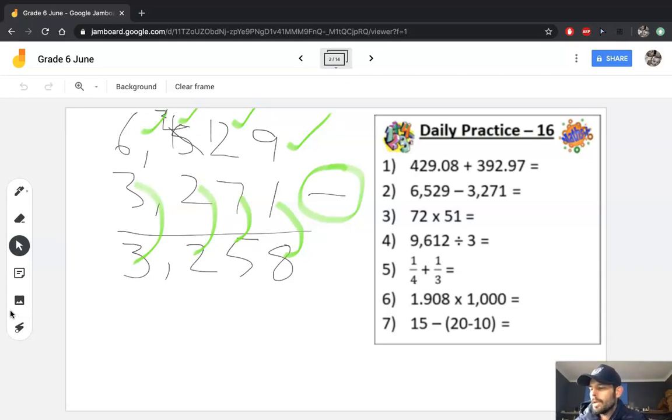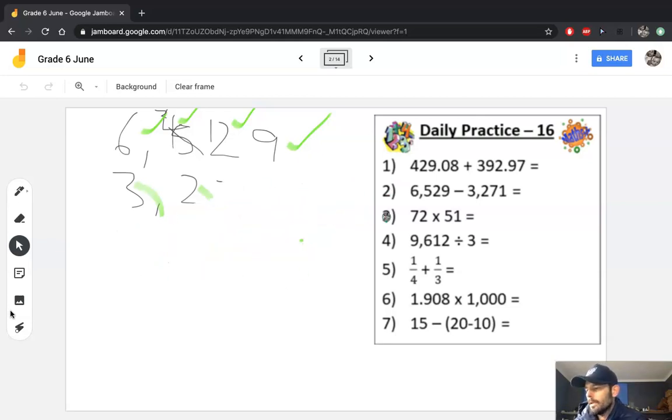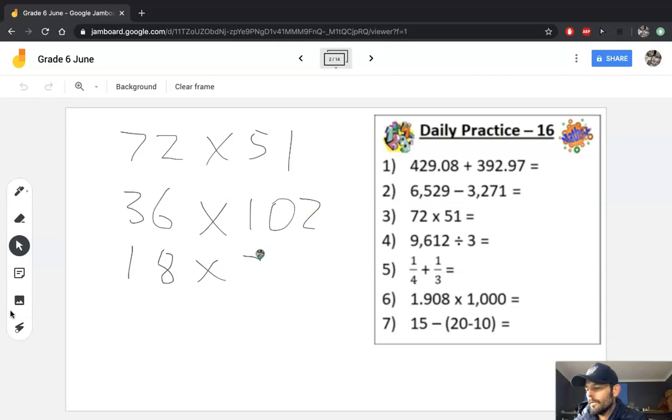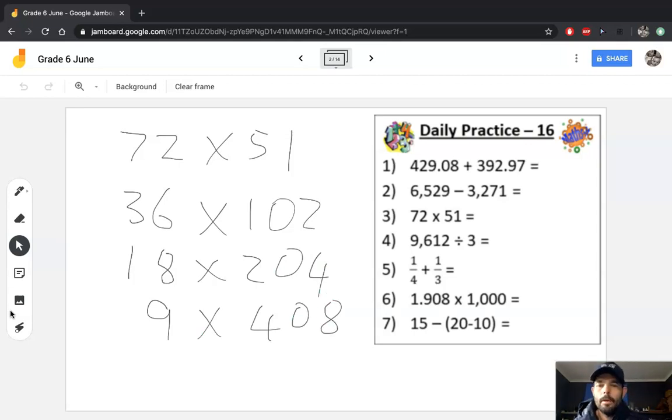Okay. Question number 3 is long multiplication. There are numerous ways in which we can do this. 72 times 51. So I could compensate and say 72 times 50 and then add another group of 72. I can double and half to say 36 multiplied by 102, to say 18 multiplied by 204, to say 9 multiplied by 408. And now I've got a short multiplication sum. So that's another option you can use.